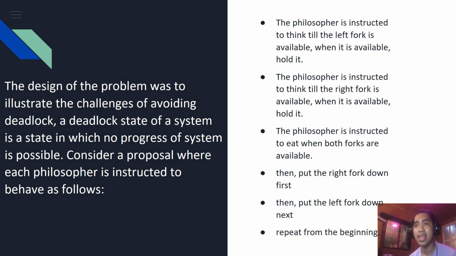Next, the philosopher is instructed to eat when both forks are available. Then put the right fork down first, then put the left fork down next, and repeat from the beginning.